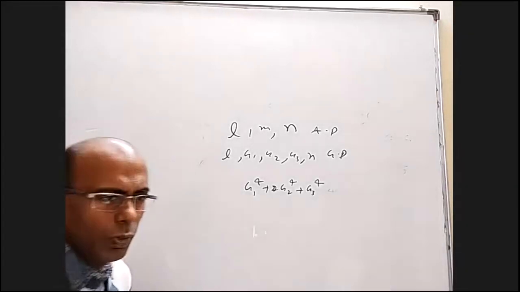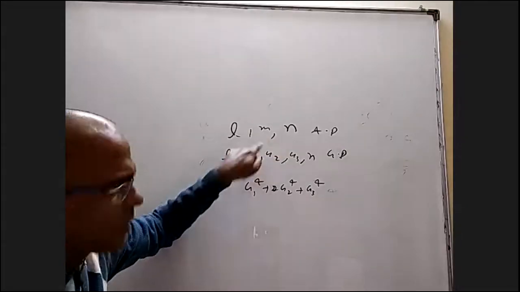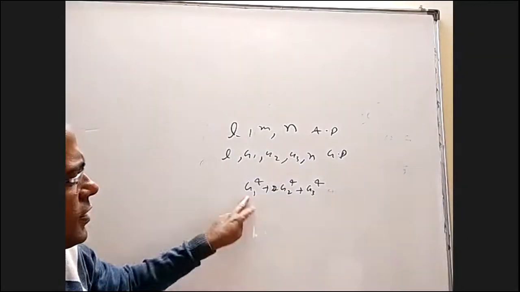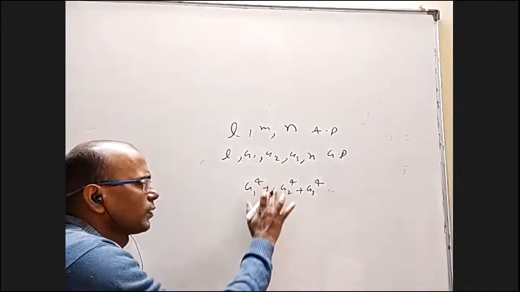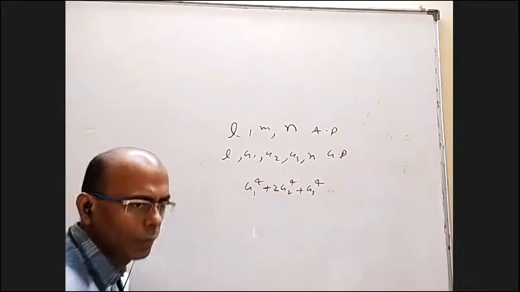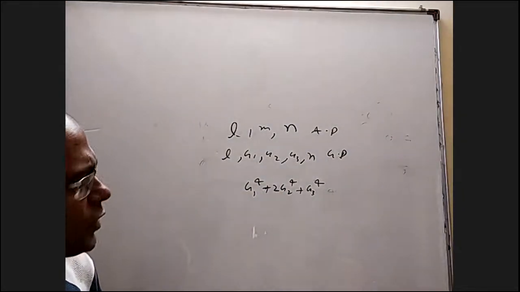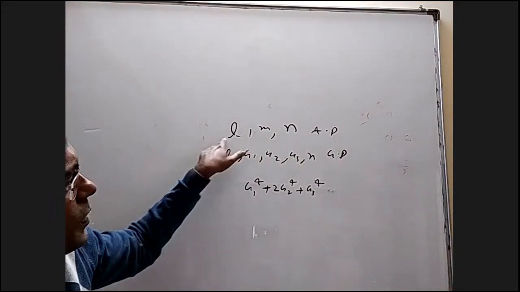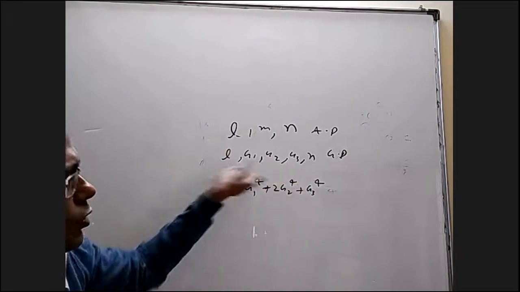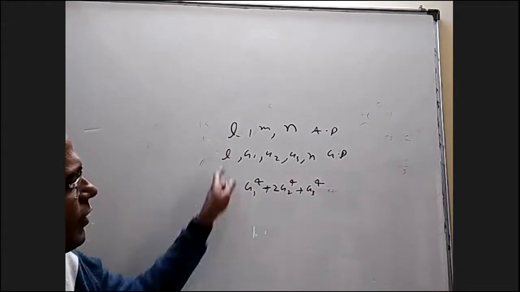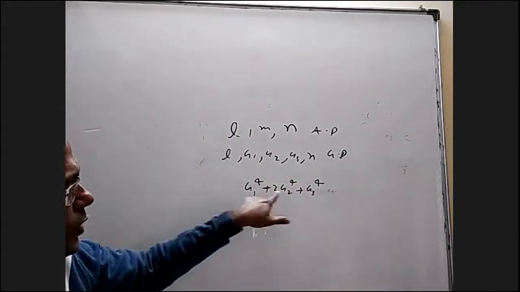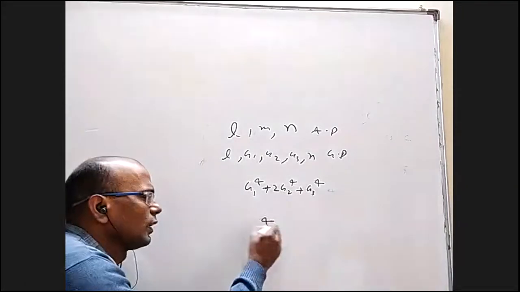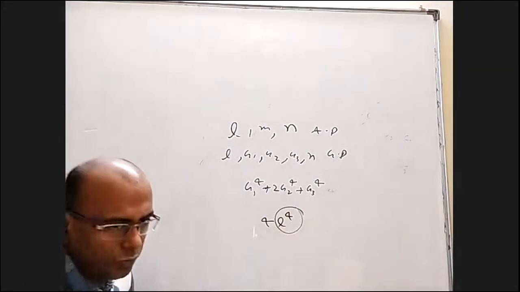One easy way: the question is, between two numbers, one arithmetic mean and 3 geometric means are inserted. What is the sum of the fourth powers of these? Overall, that was the question. Just an objective method: I'll take L and N equal. Then M also should be the same, and G1, G2, G3 all should be the same. So I can take everything as L only. Then L⁴ plus 2L⁴ plus L⁴, the answer should be 4L⁴.